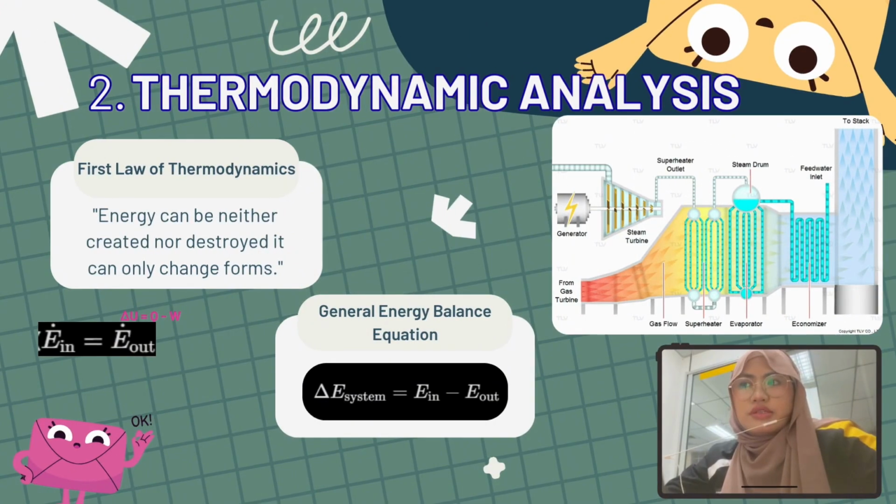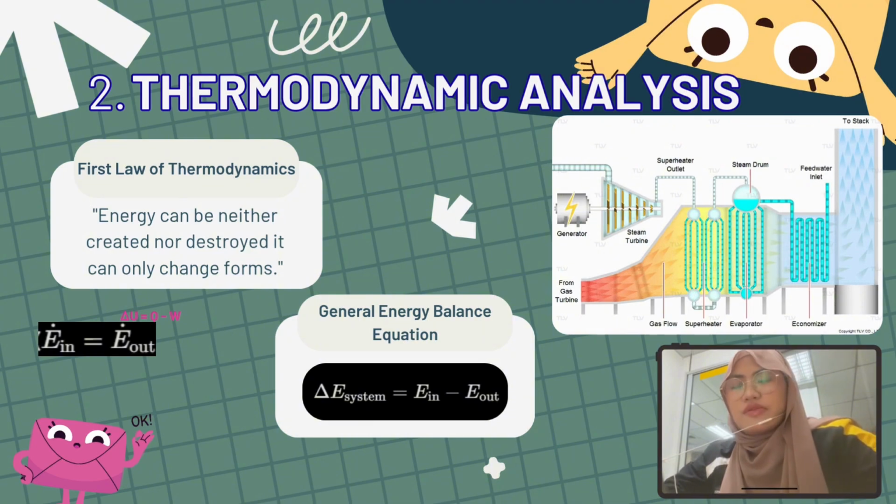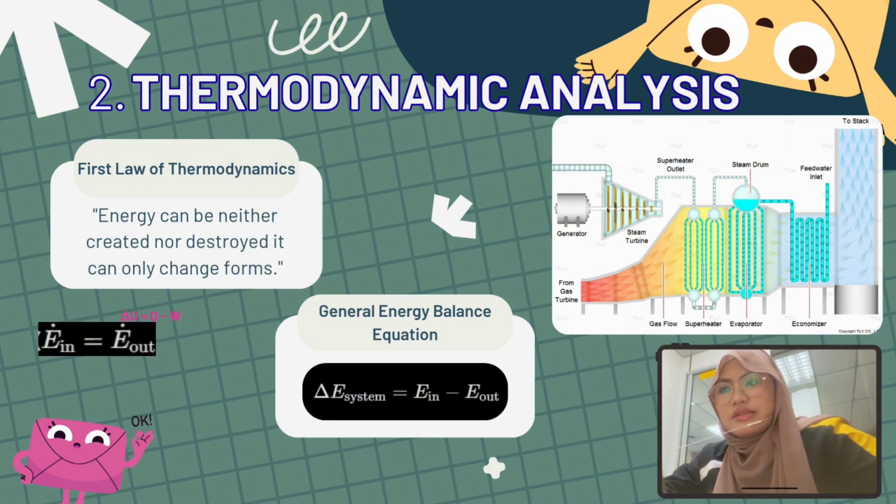Continuing with the thermodynamic analysis. First, we have the first law of thermodynamics, which means energy can be neither created nor destroyed. It can only change form, which in this case means energy in equals energy out. Next is the general energy balance equation, where delta E system equals E in minus E out. And this is an example of a visualized image of the system.